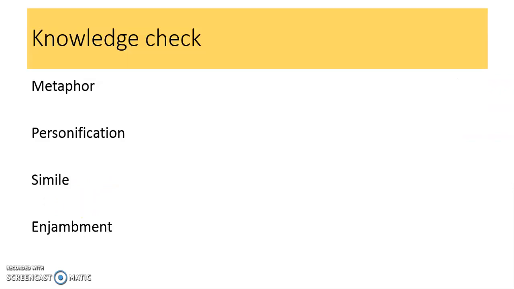So I just want to start today with a little bit of a knowledge check. These are all terms that you should have covered before in English. What I would like you to do is to write those 4 terms down: a metaphor, personification, simile, enjambment. Next to each of them, I'd like you to have a go at recalling what each of those techniques does. Can you write a definition down? Pause the video here and have a go at this task.